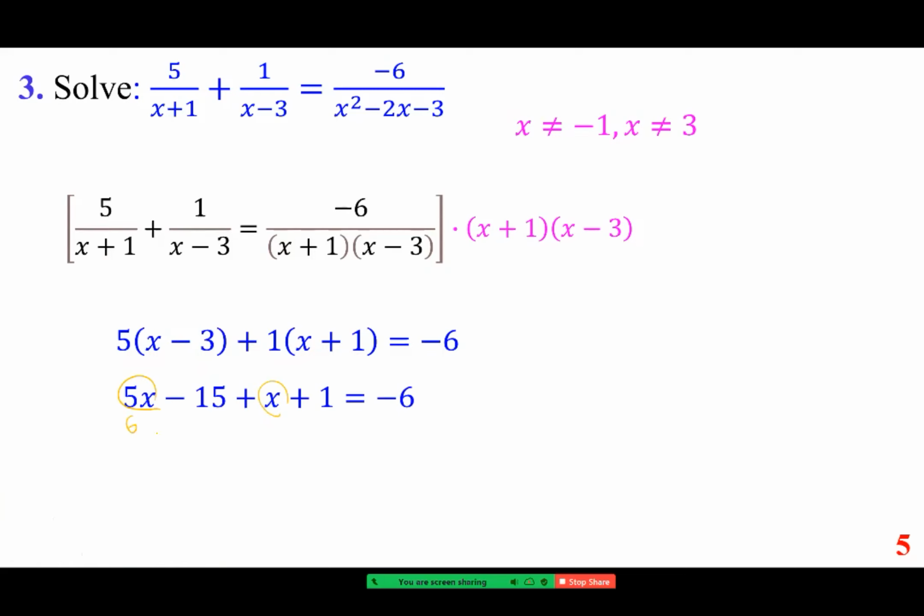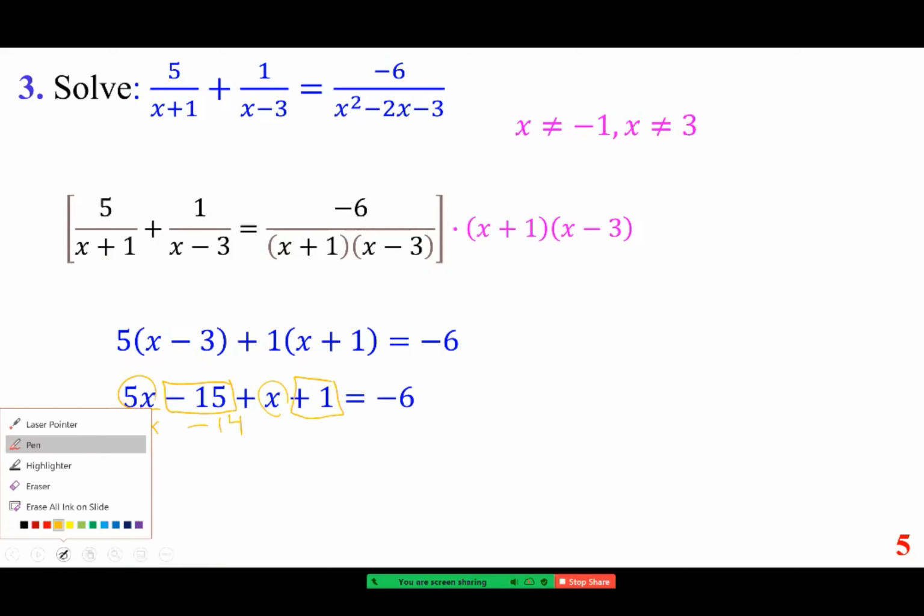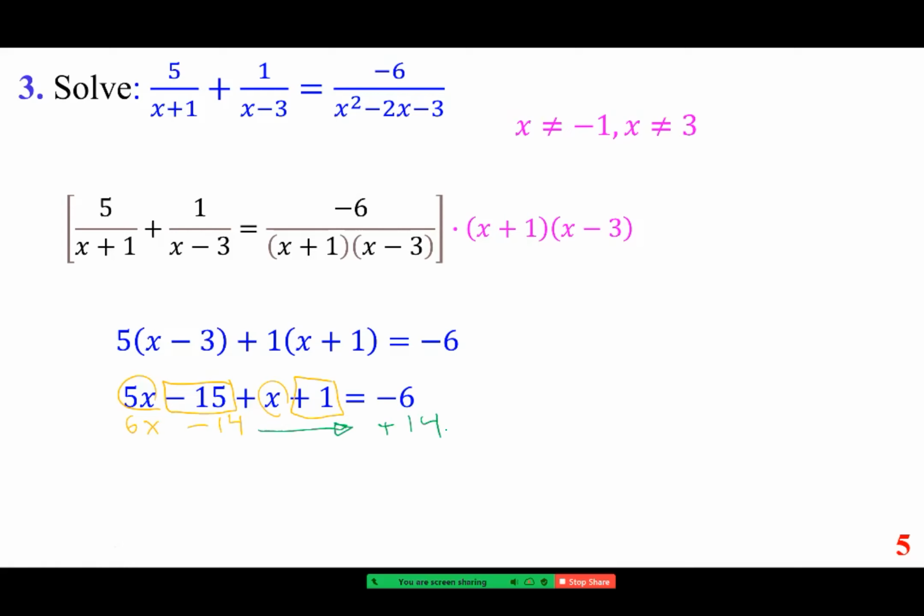We have 6x minus 14 on the left. Negative 14 moves to the right, becomes positive 14. With negative 6, they add up to 8. So 6x equals 8. Divide both sides by 6. Get rid of a common factor of 2. The final answer is 4/3. Check. We are fine. And that is the final answer.